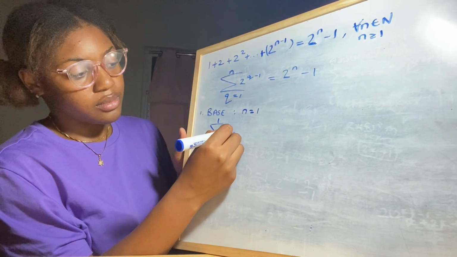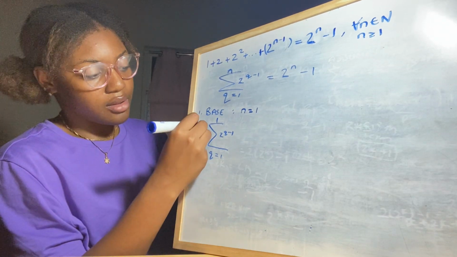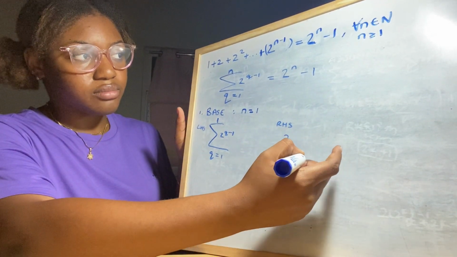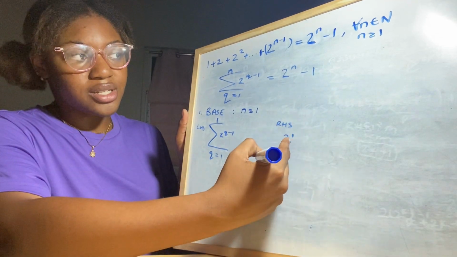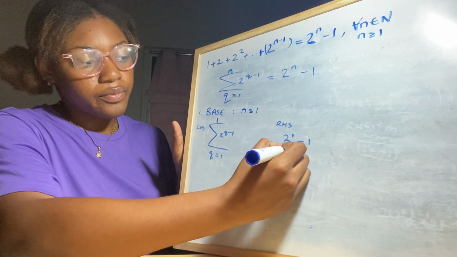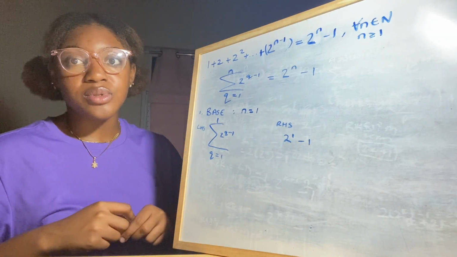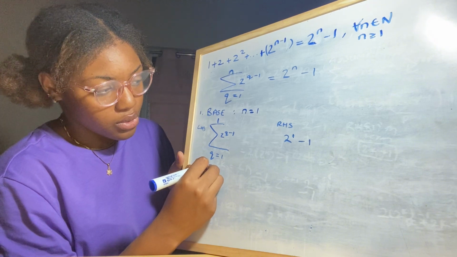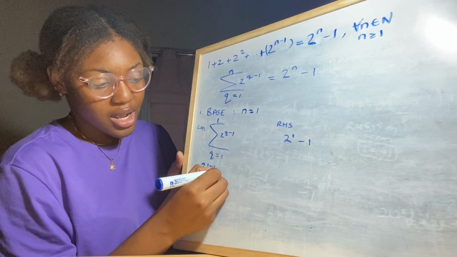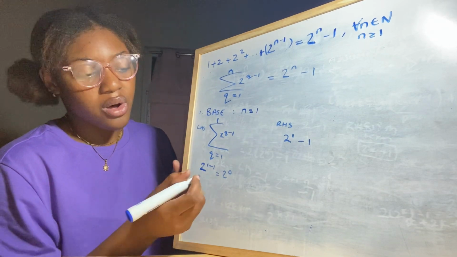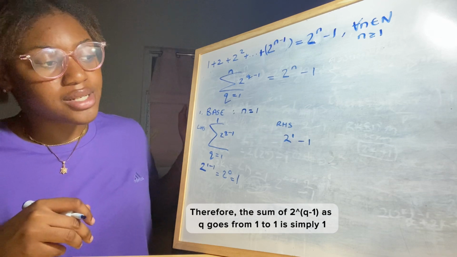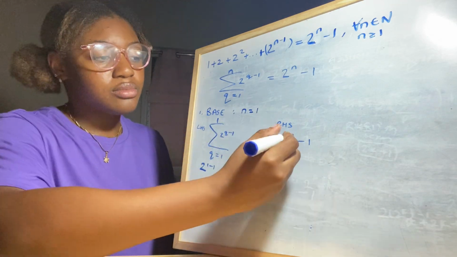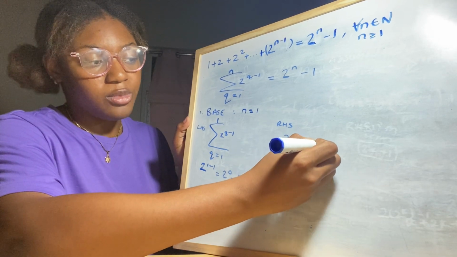and that's our left hand side. And then for our right hand side, we're substituting 1 into this. So we're going to have 2 raised to the first power, and then subtract 1. With the left hand side, all we're doing is substituting 1 in our formula right here. So we're going to have 2 raised to the 1 minus 1, and that would simply be 2 raised to the 0. Any number raised to the 0 power would give us 1. And then for our right hand side, 2 raised to the first power would be 2, and then we're subtracting 1, and that would give us 1.